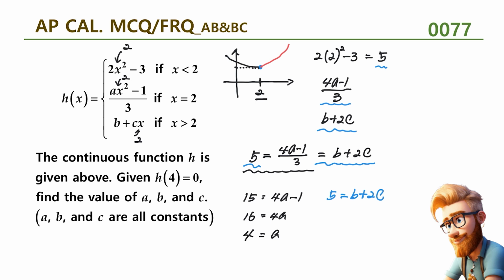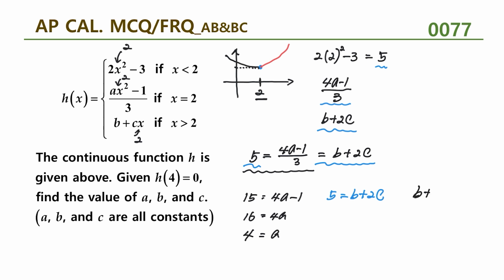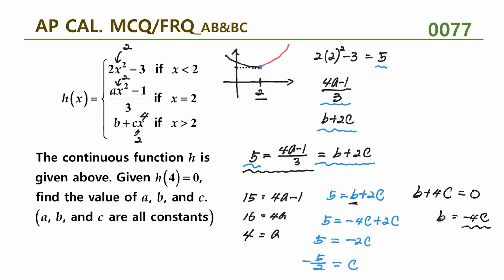So we'll have b plus 4c here, okay? So 4c is equal to 0, right? So b is equal to then what? Negative 4c? So we can substitute negative 4c for this b right here. So 5 is equal to negative 4c plus 2c. So negative 2c is equal to 5. So c is equal to negative 5 over 2. Is that right? Okay, so we found that c is equal to negative 5 over 2.